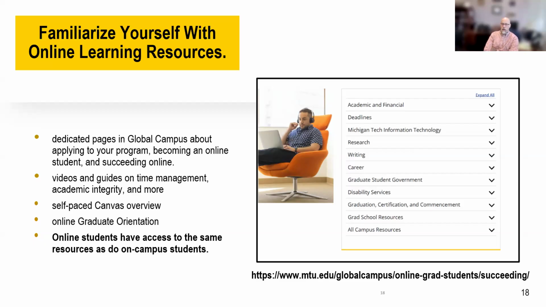For example, looking at, there's a writing center here on campus. There's career advising. You can look at the graduate student government, disability services for accessibility through the online program, all available as an online student, just the same as any on-campus student. So next slide.